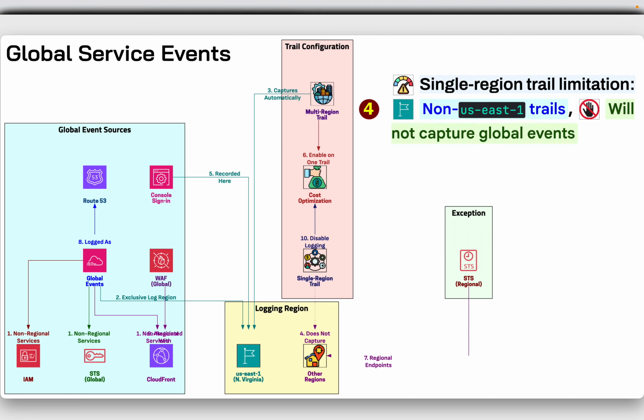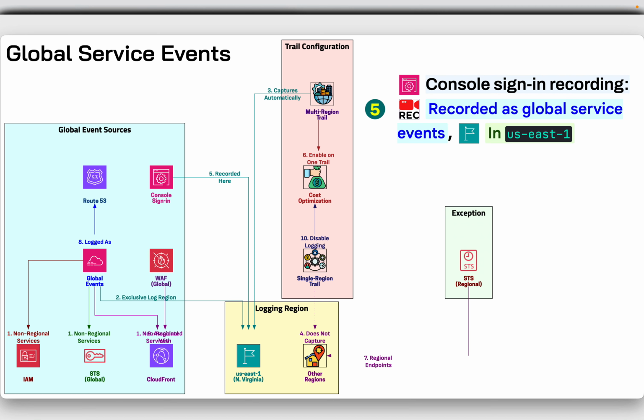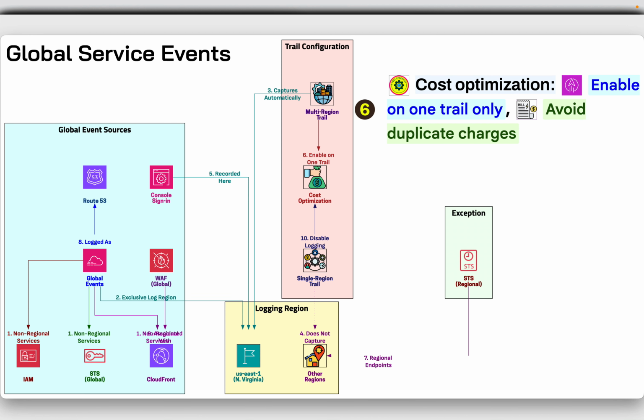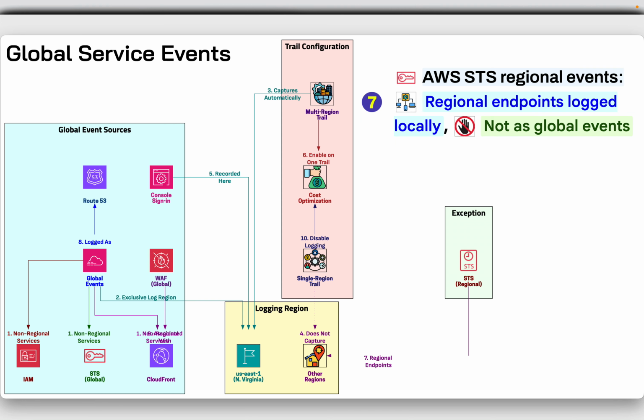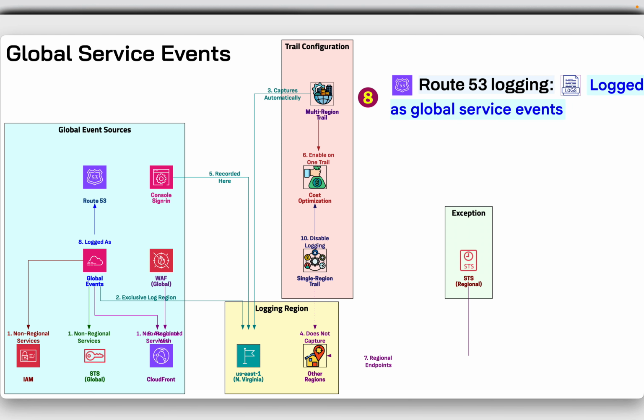A single region trail in a region other than US East 1 will not capture global service events. Console sign-in events are recorded as global service events in US East 1. You should enable global service event logging on only one trail to avoid duplicate charges. AWS STS events for regional endpoints are logged in their respective regions, not as global events.